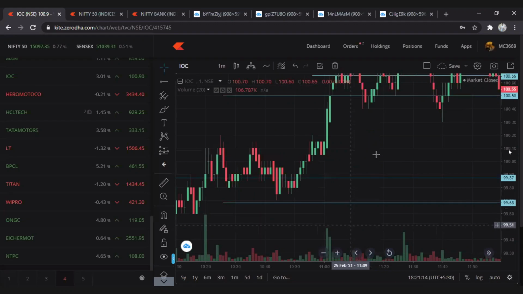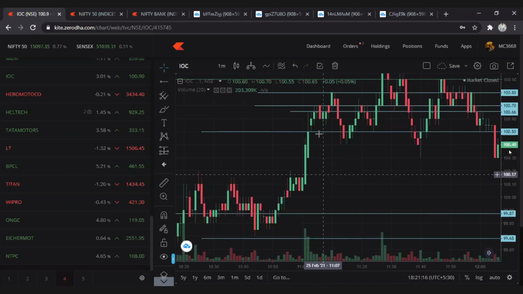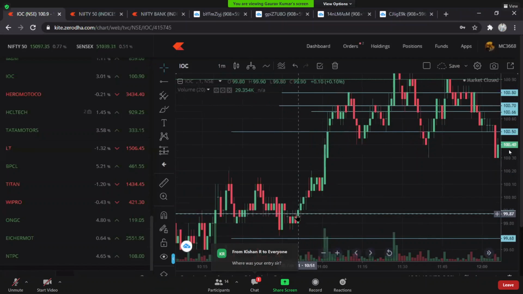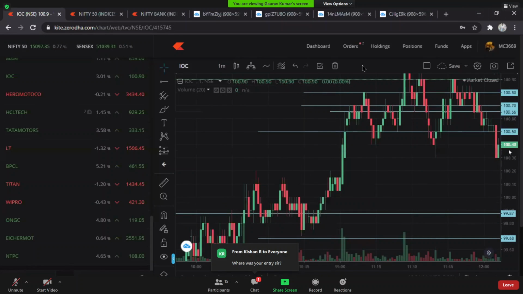This demand zone. Okay, and place your SL just below it. Of course the demand zone from this point is way too low, but yeah, you can place those SLs.